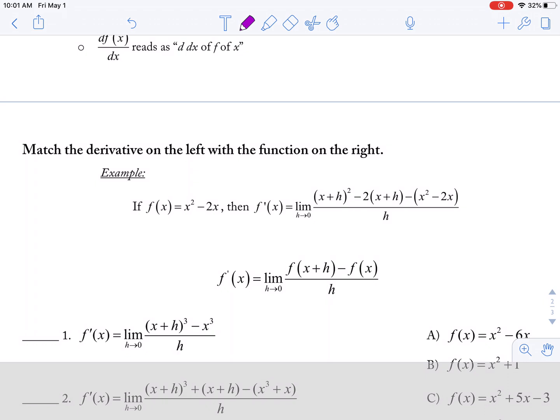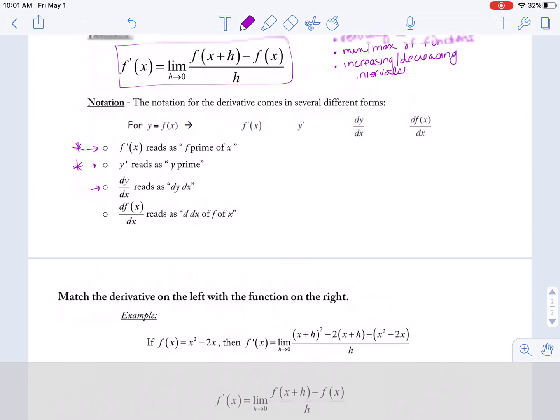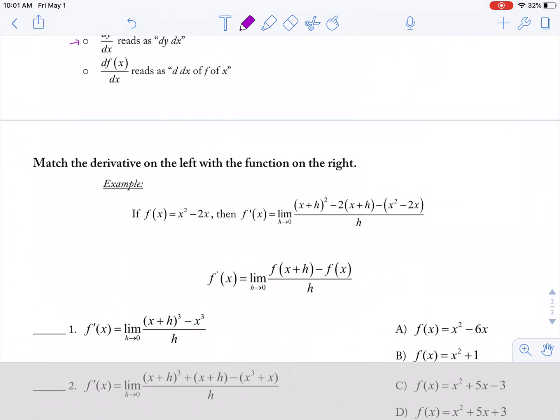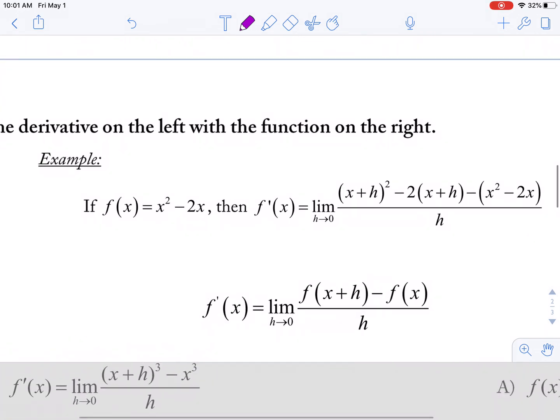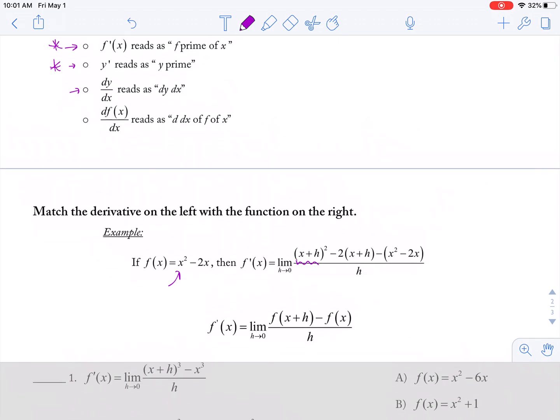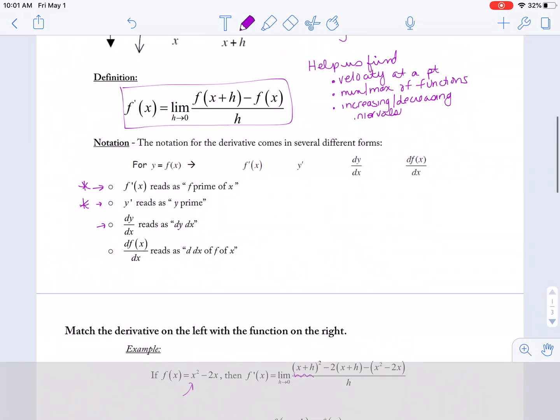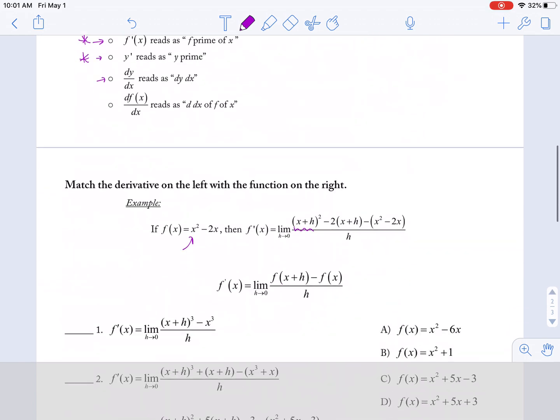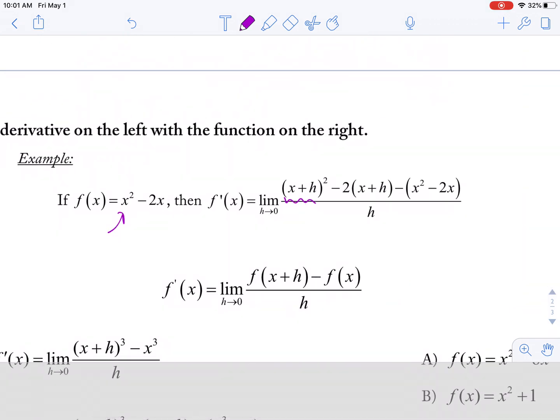So what I have to do is I have to think about this formal definition above. So this says I have my function, x squared minus 2x. So then what they're saying is, okay, wherever you see an x, you're going to put in this x plus h to the second power. And then you're going to subtract, if we're looking above, we are going to subtract the function. So I'm going to also here put in the x plus h.